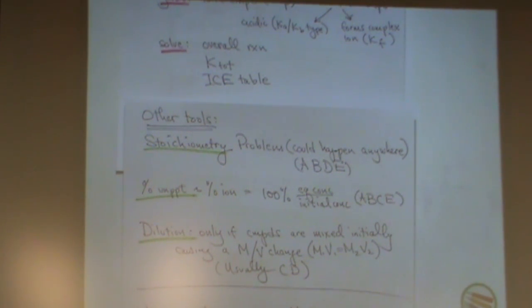Sometimes stoichiometry can be stuck into a problem. Sometimes dilution can be stuck into a problem. How do you know if there's dilution in it? If it ever says that 2 things are being mixed and both have a volume and a molarity, then you have to use the dilution formula. This typically happens on C and D of the 5 that I went through.